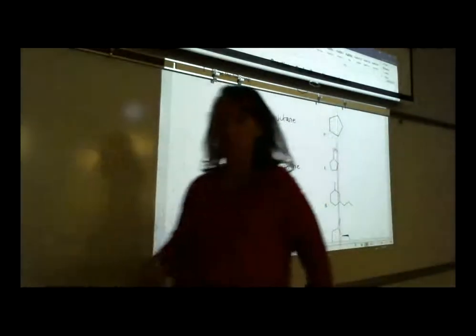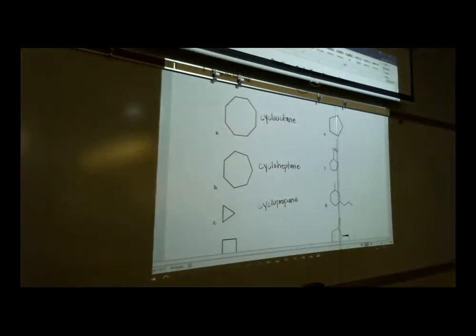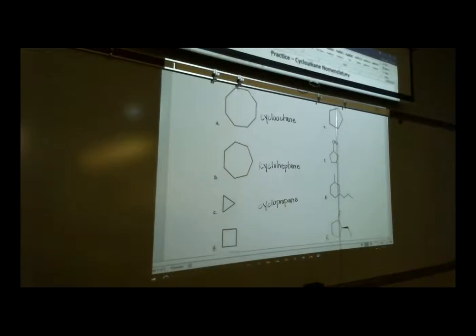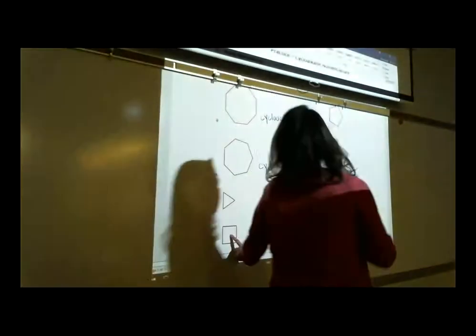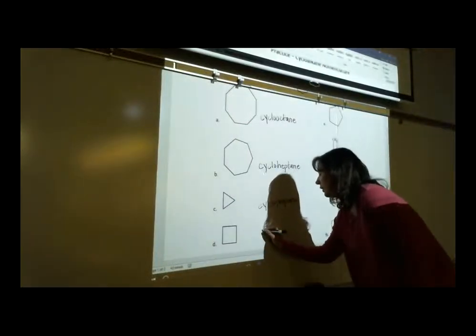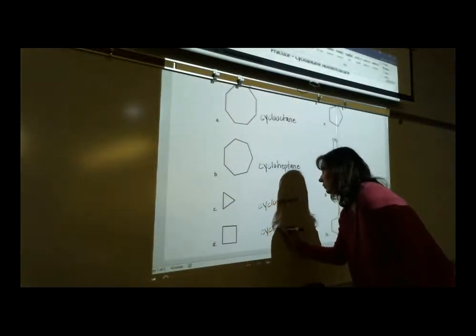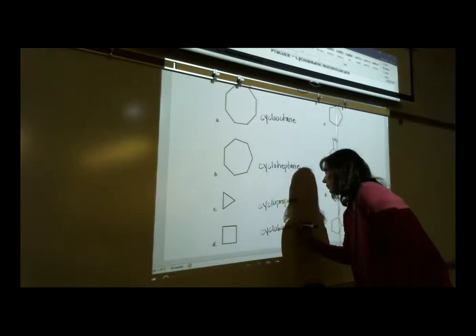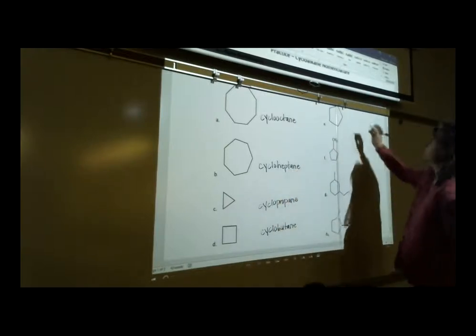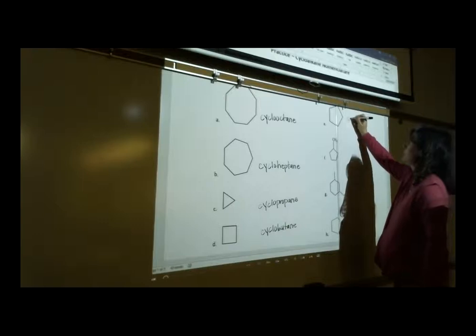I think I could slide it up enough and see those ones on the bottom. Yeah, we can do that. And then D is cyclobutane. Okay, for E, this has no substituents as well, so it's cyclopentane.